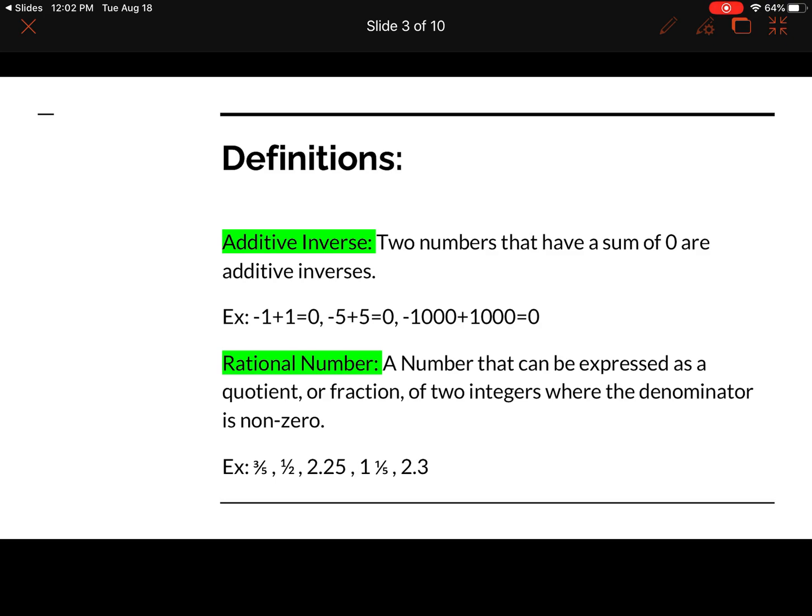All right, so let's go over the definition of a rational number. A rational number is a number that can be expressed as a quotient or fraction of two integers where the denominator is non-zero. So, for example, you can look at a fraction like 3/5, 1/2, or we can even look at a decimal like 2.25, because we can write this as 2 and 1 over 4. We could also write a mixed number like 1 and 1/5, which is also a rational number. Finally, we can write 2.3 as a rational number because this can be rewritten as 2 and 3/10.